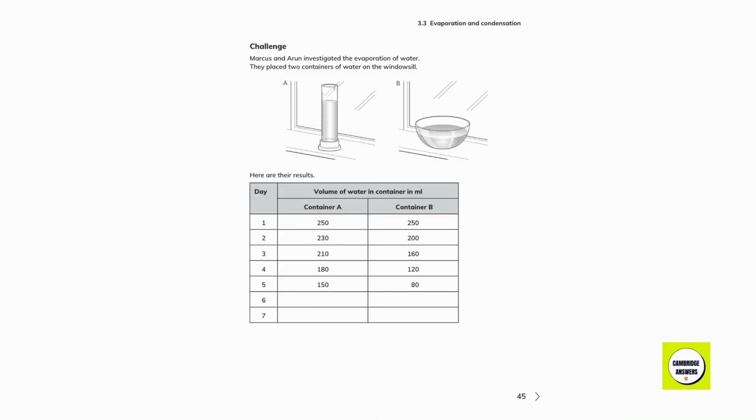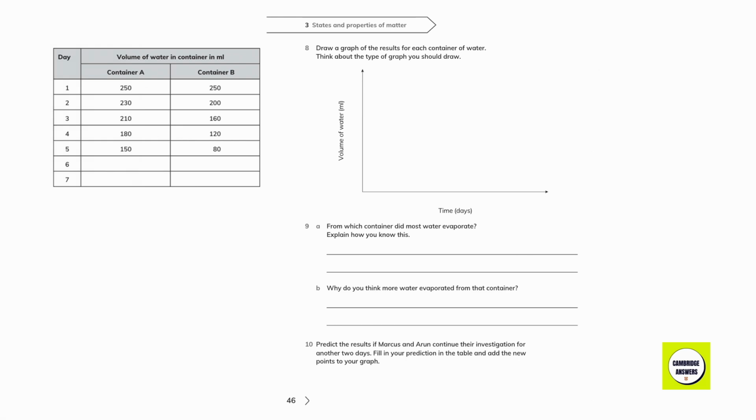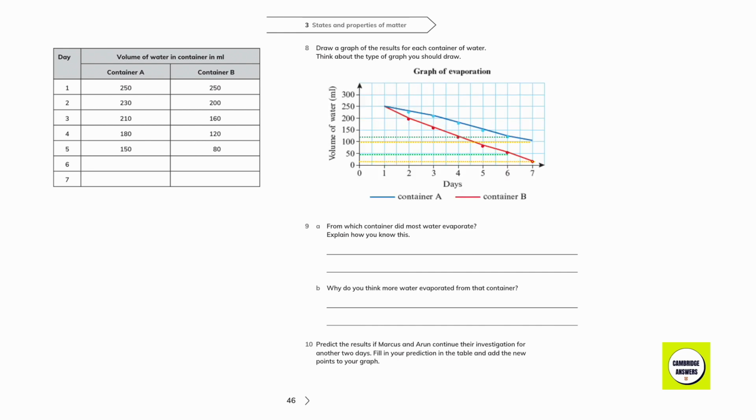Marcus and Arun investigated the evaporation of water. They placed 2 containers of water on the windowsill. Here are the results. Day, volume of water in container in ml, container A, container B. Day 1, 250, 250. Day 2, 230, 200. Day 3, 210, 160. Day 4, 180, 120. Day 5, 150, 80. Draw a graph of the results for each container of water. Think about the type of graph you should draw.